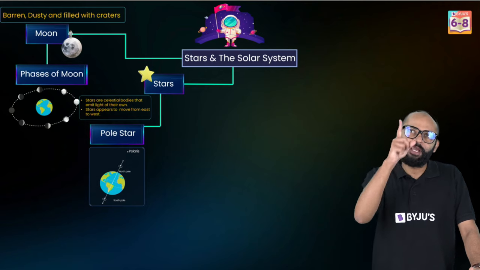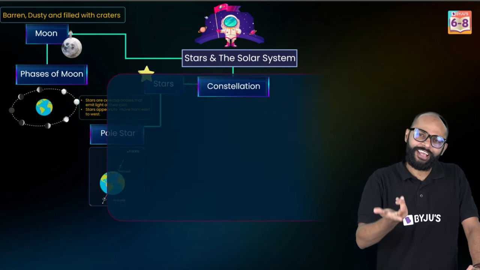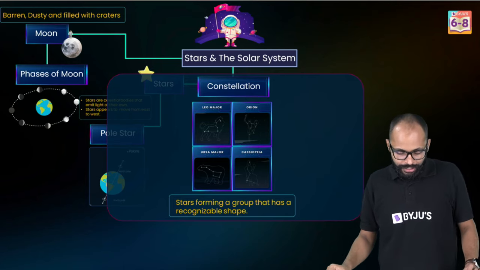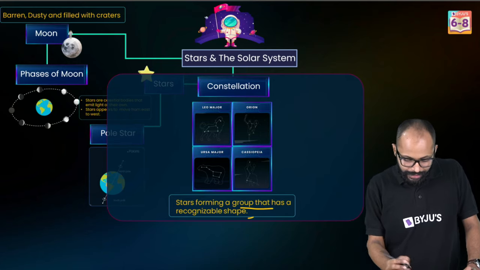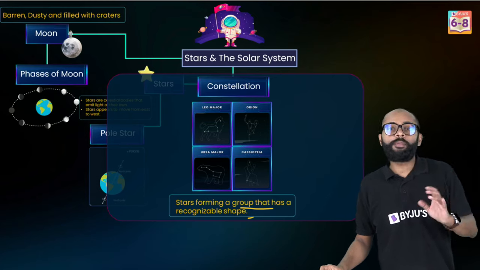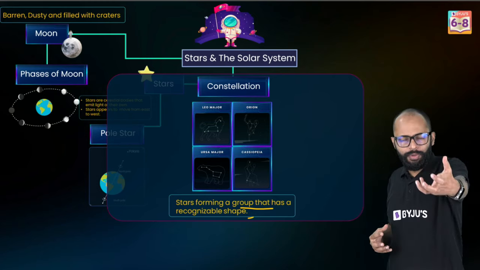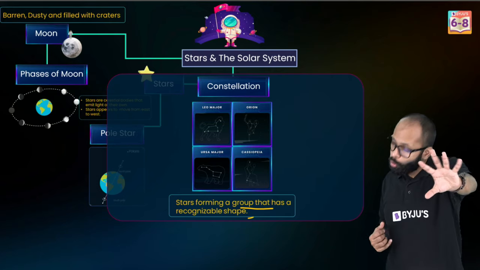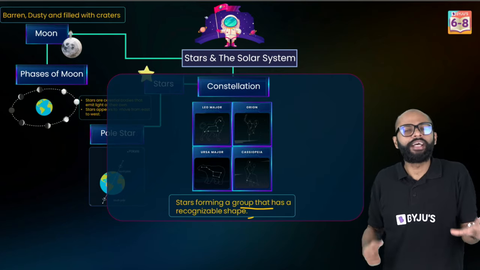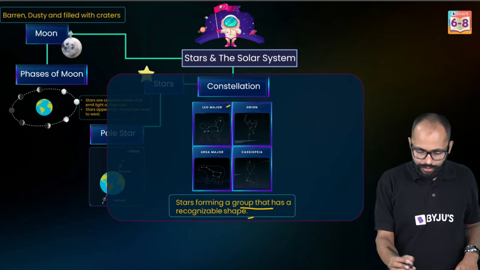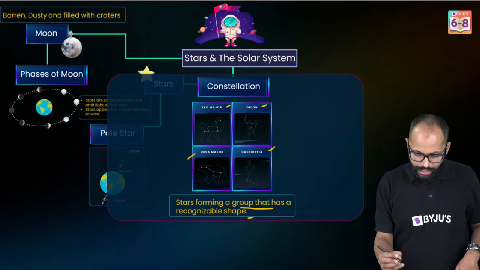Kabhi dekha hai? We make patterns in stars. Yes. We have been doing this from historical times. We call them constellations. They are stars forming a group that has a recognizable shape. Ab exam point of view se, they might give you a shape and ask you what constellation is this. Ye ho sakta hai, possibility hai. To kam se kam ye char to pata hone chahiye. The four ones are Leo Major, Orion, Ursa Major and Cassiopeia.